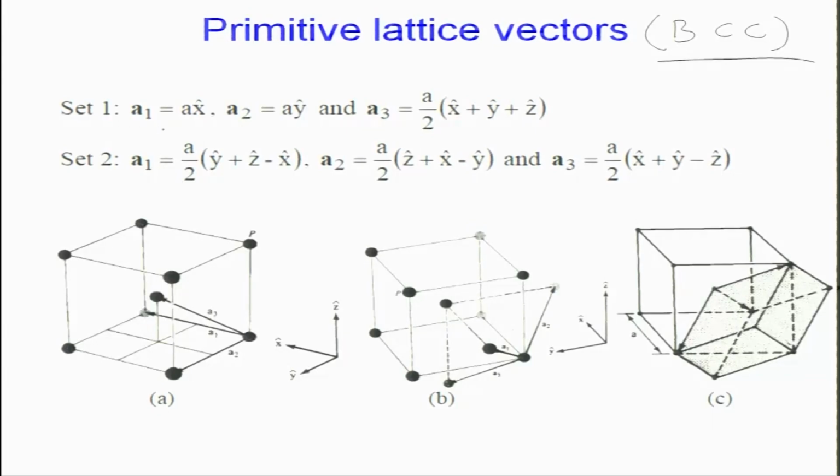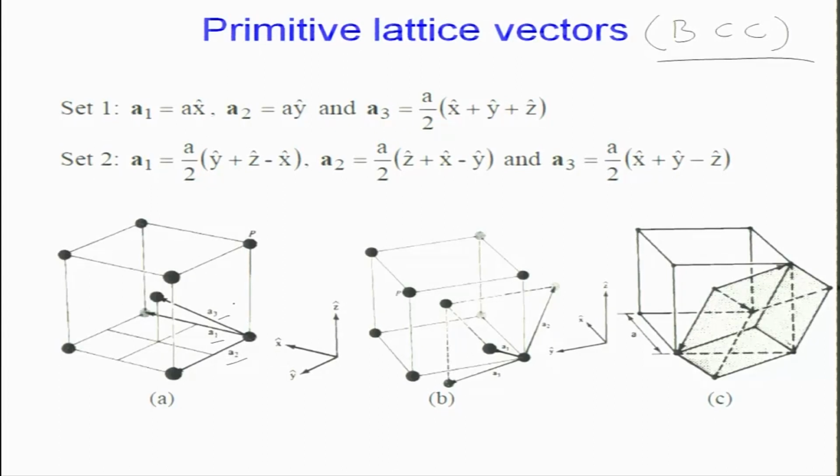The first set: A1 vector could be a x hat, A2 could be a y hat, and A3 can be a/2 times (x hat plus y hat plus z hat). So this is A1, this is A2 here, and this is A3. Okay, so A1, A2, A3, this is set 1.